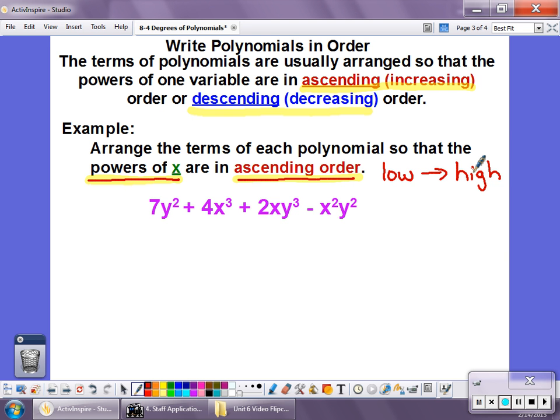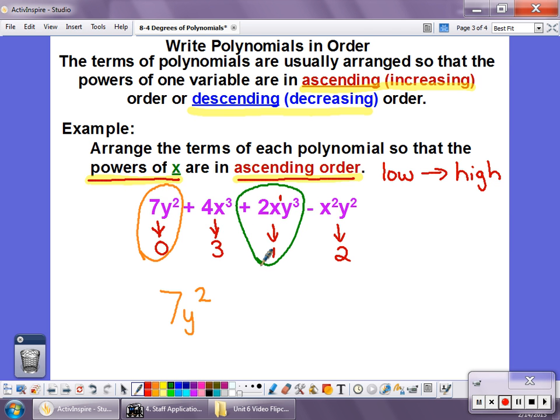The easiest way to get these things in order is to look just at how many x's we have. In this monomial, we have 0 x's. This one has 3. This one has just 1. There's no exponent here, but that's like x to the first. And this one has 2. Now, what I want to do is arrange these terms in order from least to greatest. The lowest power of x's that I have is right here. There are 0 x's. So that's going to be the term that comes first. Then I'm going to look, if I had 0 x's, what's my next lowest power of x? That would be this one right here, because there's only one power of x.